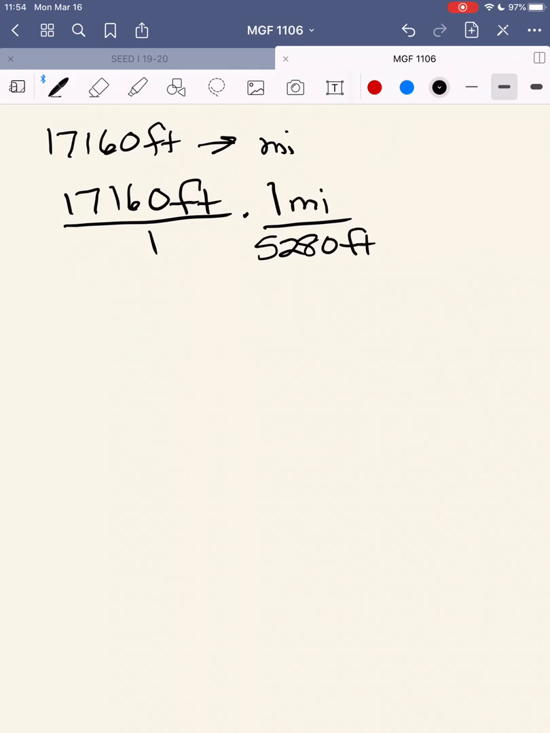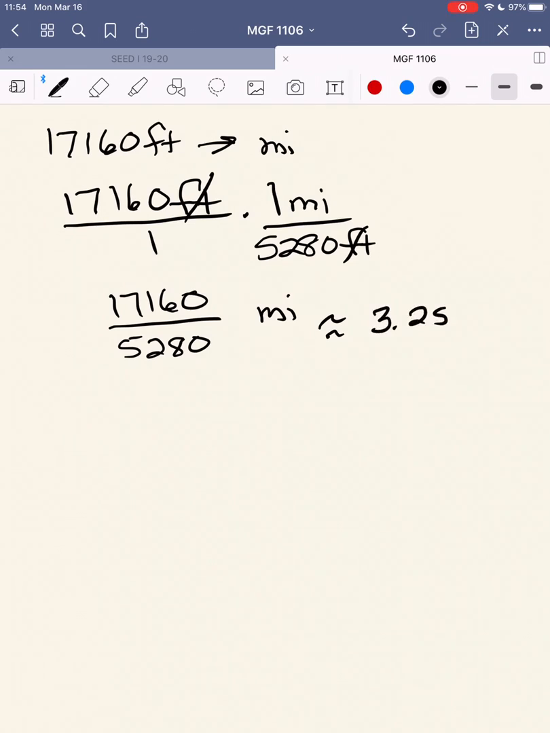Again, my units are going to cancel, which leaves me 17,160 divided by 5,280, and the unit is miles. When I put that into the calculator, I get 3.25 miles.